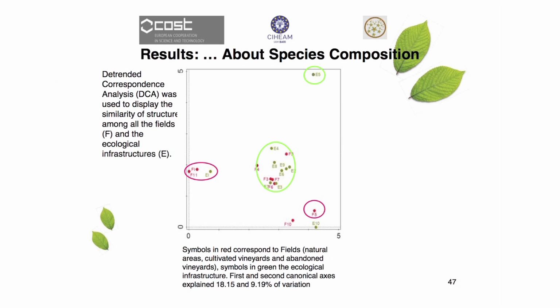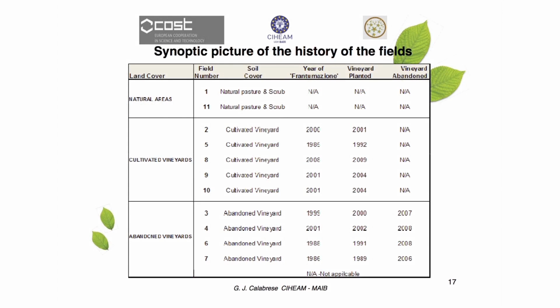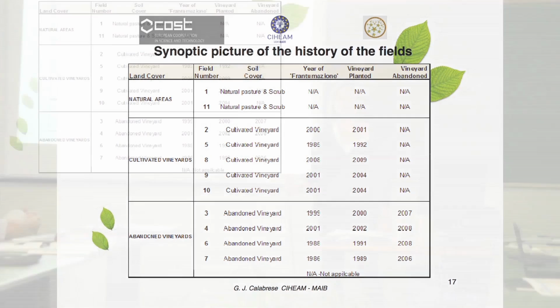And we wonder why. And the solution came because if we go back, we are talking about F5. That is a cultivated vineyard. It was fragmented in 1985. The vineyard was planted in 1992. So it's cultivated for more than 20 years. Other fields are cultivated for much less, 10 years or so.